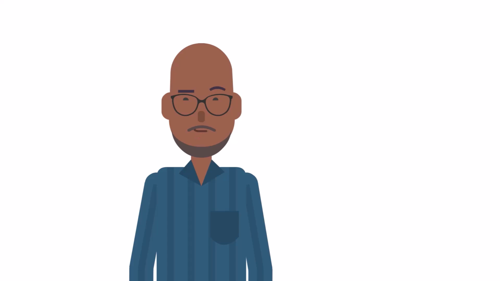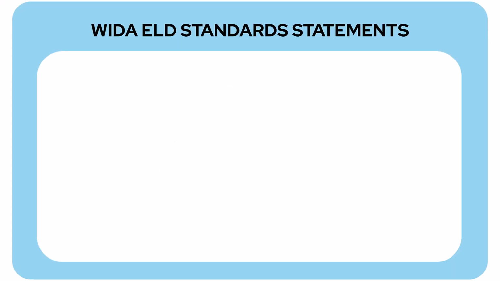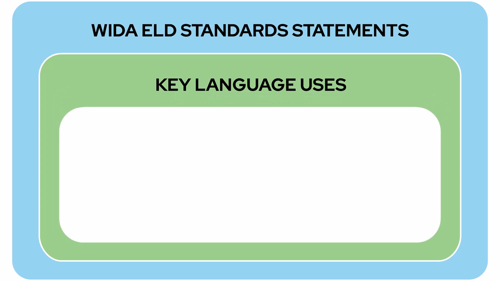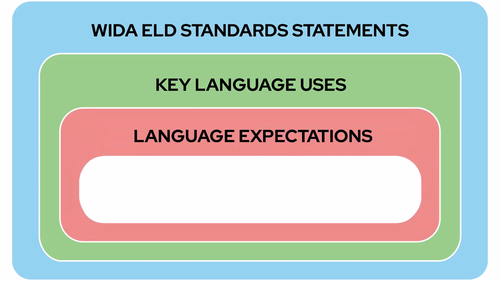Additionally, the framework consists of 4 components: the WIDA ELD standard statements. The standards illustrate the integration of content and language by showing language in use of learning. Key language uses, sometimes known by their initials KLUs. These describe prominent ways that language is used in school across all disciplines. Language expectations. The language expectations set goals for content-driven language learning. They are the statements most similar to what educators find in academic content standards.